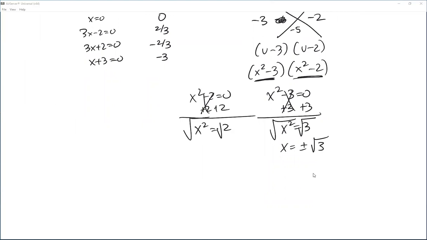Get the square root of both sides here. x, sorry, my bad, x is equal to plus or minus radical 2. So your 4 answers are radical 2, negative radical 2, radical 3, and negative radical 3. Okay.